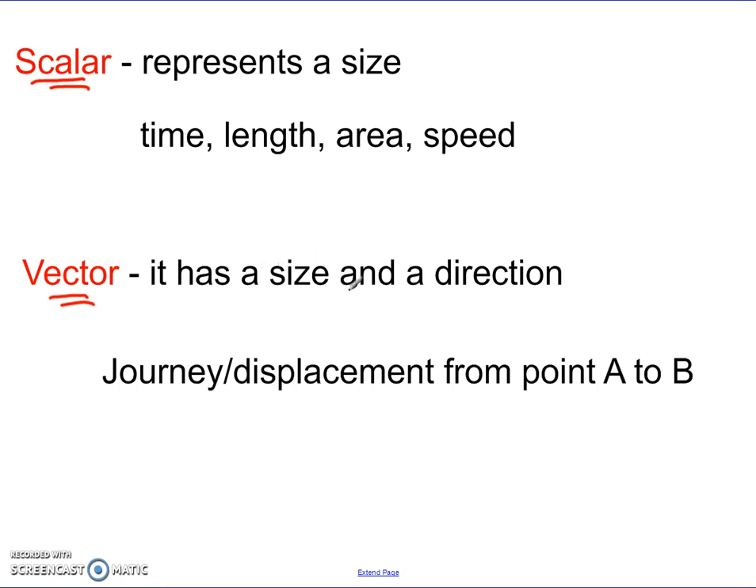A vector not only has a size, but it also has a direction. So for example, a journey or a displacement from point A to point B. This is the difference between a vector and a scalar. It's this key thing here is that it has a direction. Vectors don't exist without telling you where something goes, how a journey pans out, or how something looks.